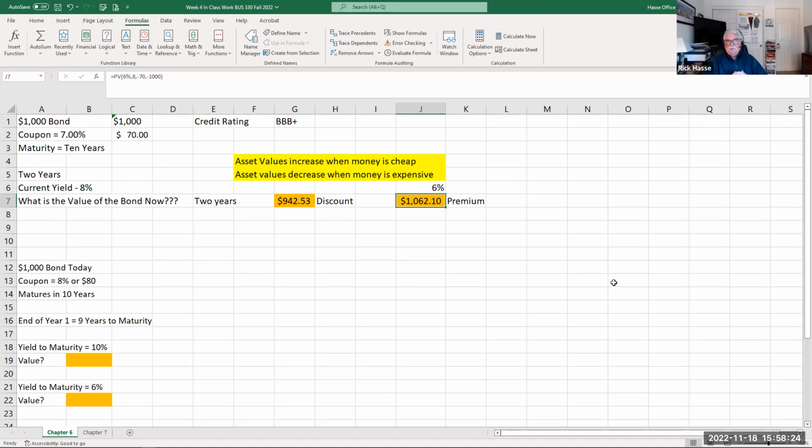Asset values increase when money is cheap, low interest rates. Asset values decrease when money is expensive, because that inflation or those higher interest rates are cutting into the return that you could get from the investment. And that's a very key point as we look at our economy and look at the way CFOs or financial managers are doing business these days. So that's a pretty good example of bonds and how interest is so key in the market to the relative value of the bonds. Now let's take a look at stocks.